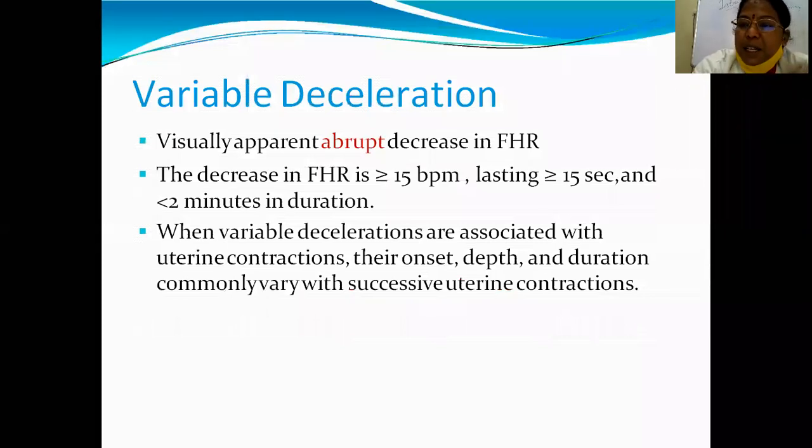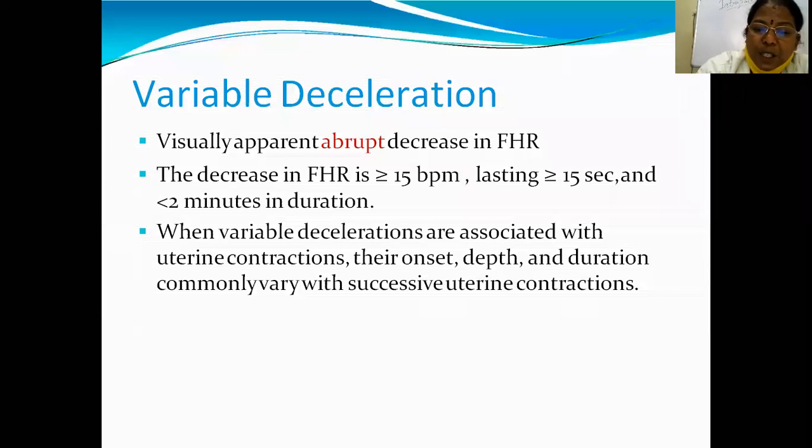So in variable deceleration, no pattern is found. It is usually an abrupt decrease in the fetal heart rate, which we can see. There is a decrease in fetal heart rate of more than 15 beats per minute, lasting more than 15 seconds, but less than 2 minutes duration. If it crosses 2 minutes, that means there is a change in the baseline. So if it is going from 120, 130 to less than 100, and it is lasting for more than 15 seconds.